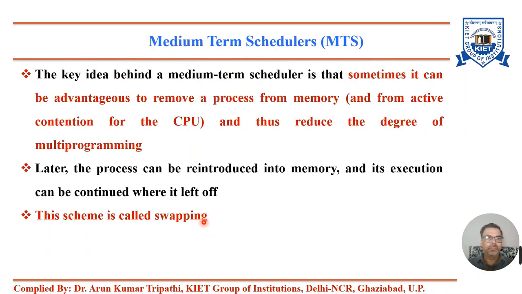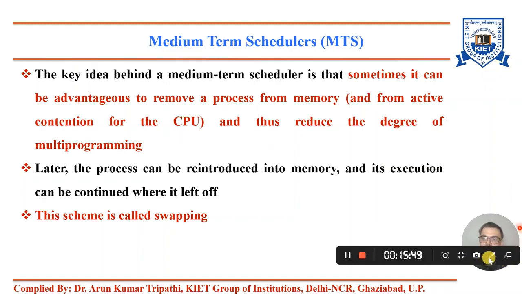Medium-term scheduler. The key idea behind the medium-term scheduler is that sometimes it can be advantageous to remove a process from memory and from active contention for the CPU, and thus reduce the degree of multiprogramming. So we can say the medium-term scheduler is responsible for controlling the degree of multiprogramming. How many programs will reside in the main memory?